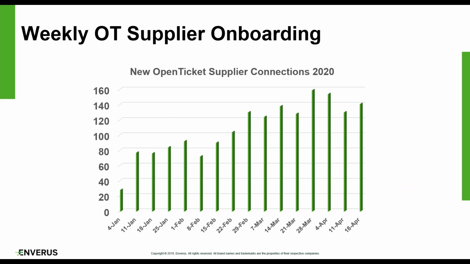But what's really interesting is the weekly OpenTicket supplier onboarding, really since the COVID crisis happened, as we've seen a significant number of new OpenTicket supplier connections. Our typical average would be on a weekly basis between 40 and 50. Towards the new year it started edging up, but now we're seeing in excess of 150, close to 160 supplier connections weekly. And this is really being driven by the need for social distancing, and we'll talk more about that later.